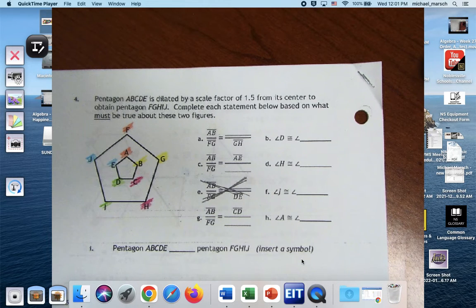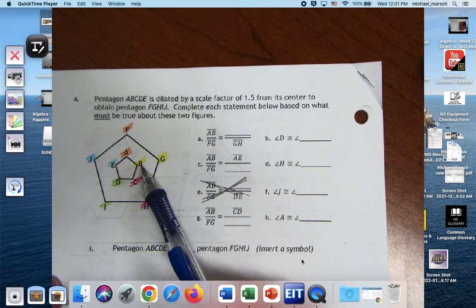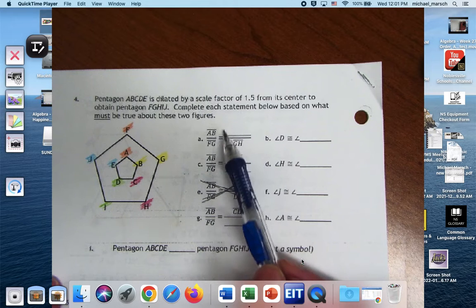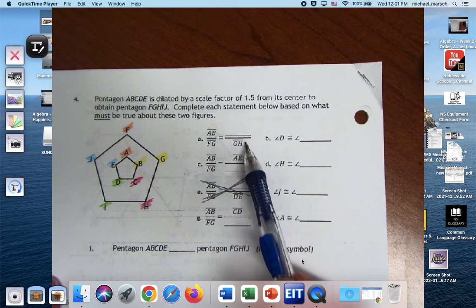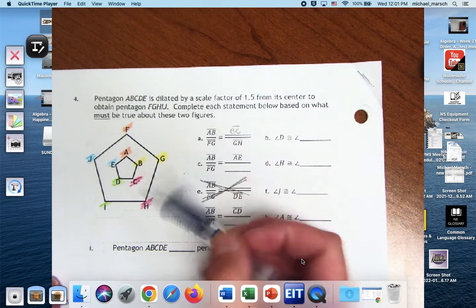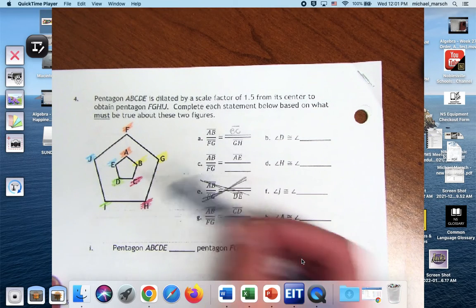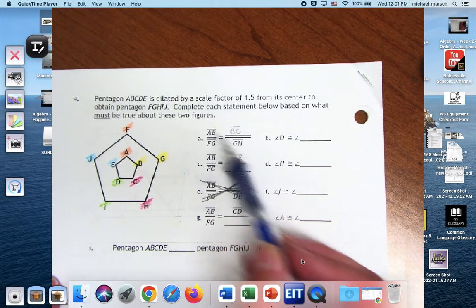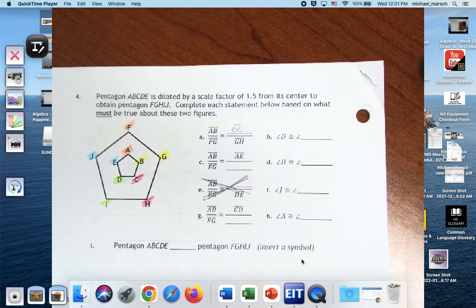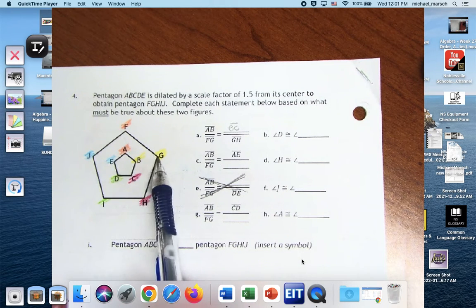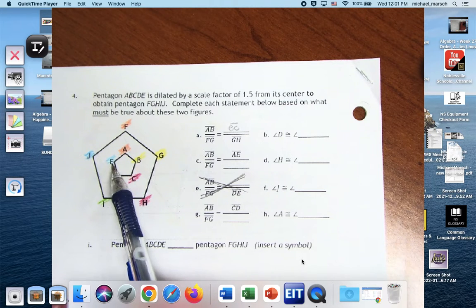Right? So we know that AB is proportional to FG. So which side of our smaller pentagon is going to be proportional to GH? BC. Right? GH is going to be proportional to BC. And this is setting up a proportion, right? If you cross multiply, they would be the same. Okay? So we have AB and FG again. AE is going to be proportional to FJ.